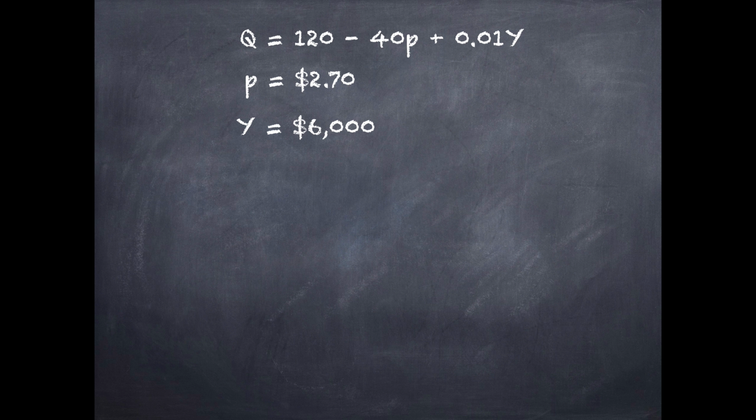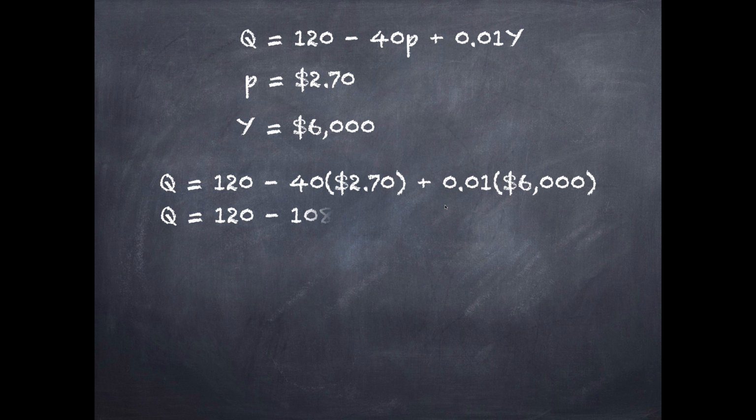So here we have our demand function, and we have the information here. We want to predict what Q is given the fact that the price of avocados is equal to $2.70 and income is equal to $6,000. So we're going to place $2.70 into P, and we're going to put $6,000 in with Y. And in doing that, we end up with a quantity equal to 72.